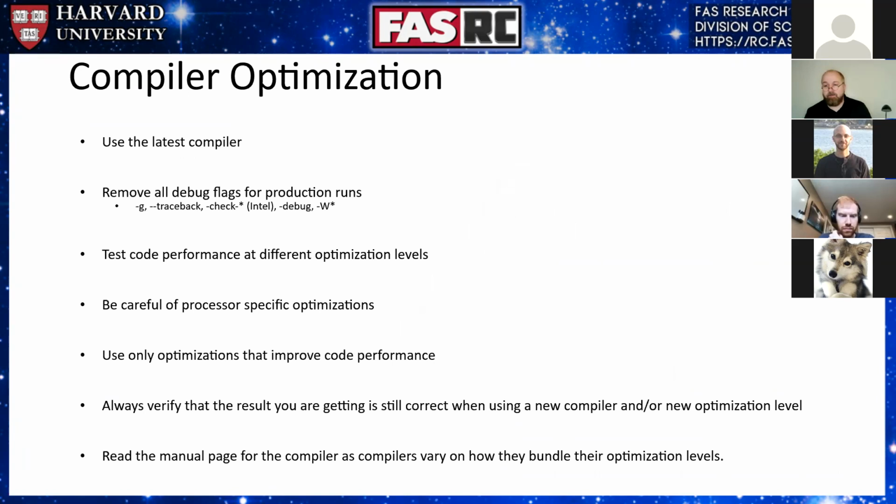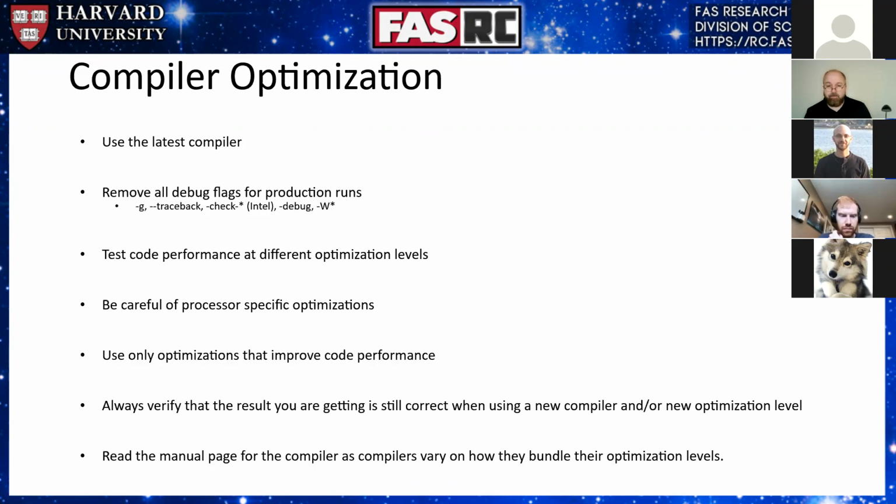Compiler optimization is probably the easiest optimization you can do because it's free. You don't have to change your code. You don't have to do anything. You just have to pick a compiler and pick the flags you want, and it will do the compiler optimization for you. And frankly, a lot of the optimization that you're going to be relying on is going to be compiler optimization.